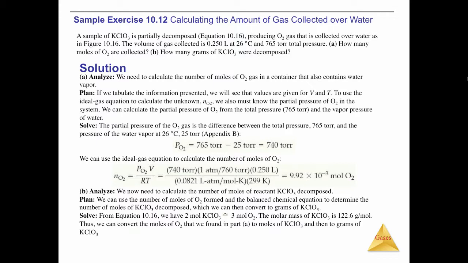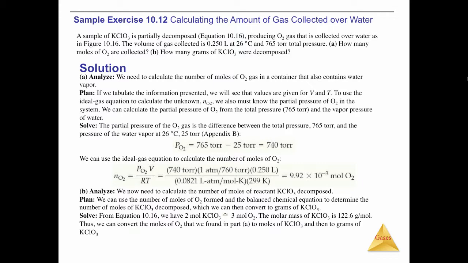So we need to calculate the number of moles of oxygen gas in a container that also contains water vapor. If we tabulate the information presented, we will see that the values are given for volume and temperature. To use the ideal gas equation to calculate the unknown moles of oxygen, we also must know the partial pressure of oxygen in the system. We can calculate the partial pressure of oxygen from the total pressure and the vapor pressure of water.